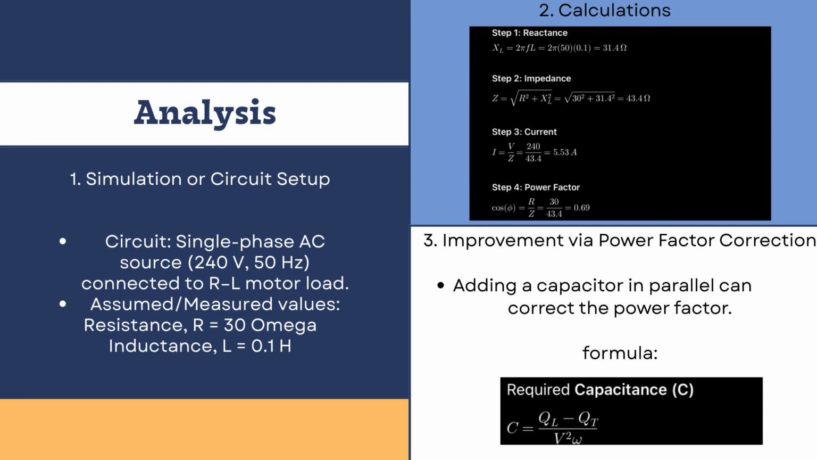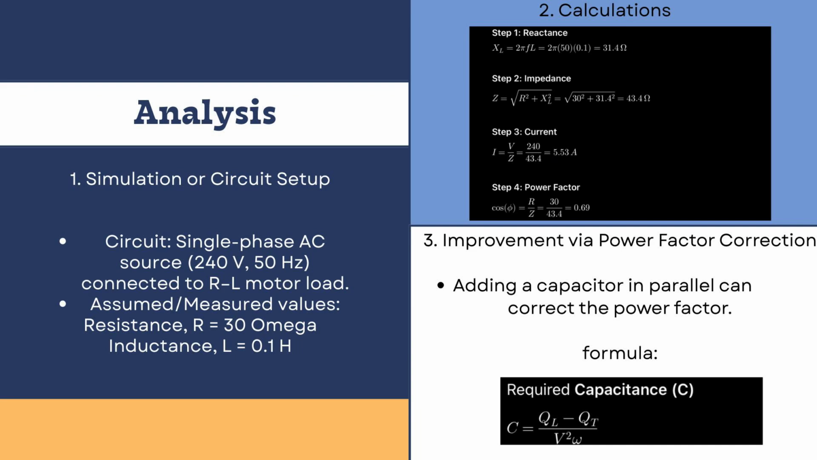The resistor limits the current while the inductor causes the current to lag behind the voltage, just like what happens in an electric motor. For this example, we use a resistance of 30 ohms and an inductance of 0.1 Henry. To understand how the circuit behaves, we did a few calculations. First, we calculate the inductive reactance, written as X sub L equal to 2 pi f L. When we put the numbers in, 2 times pi times 50 times 0.1, we get 31.4 ohms.